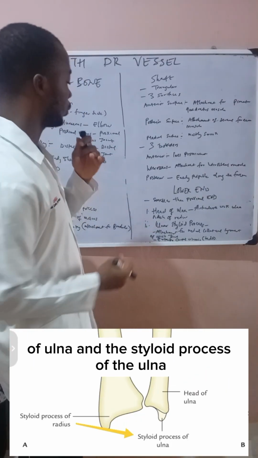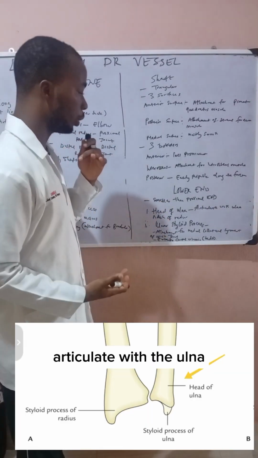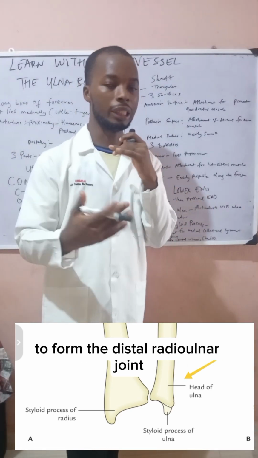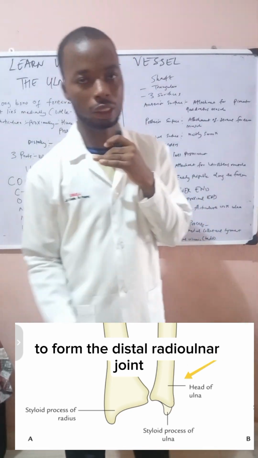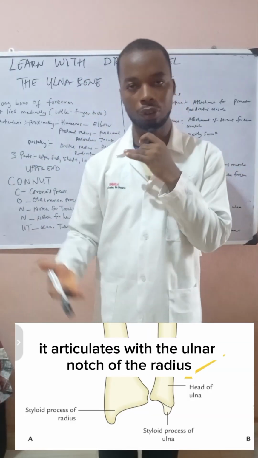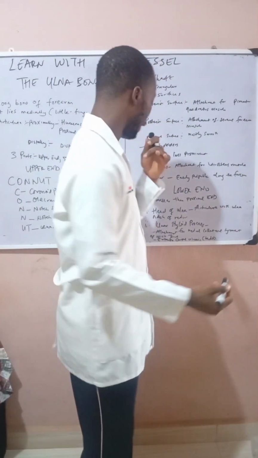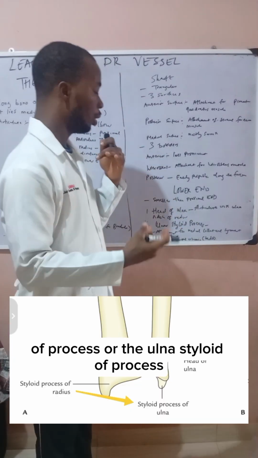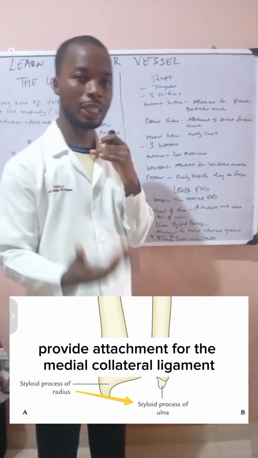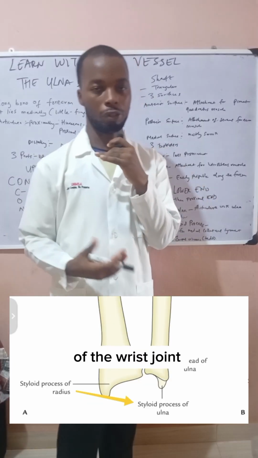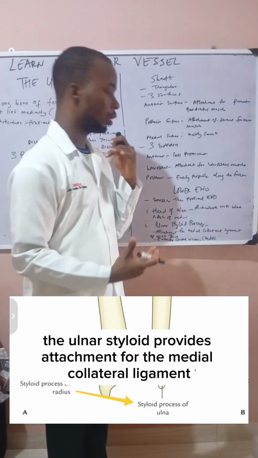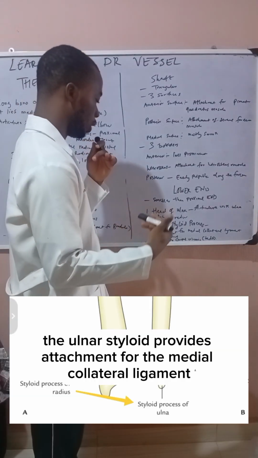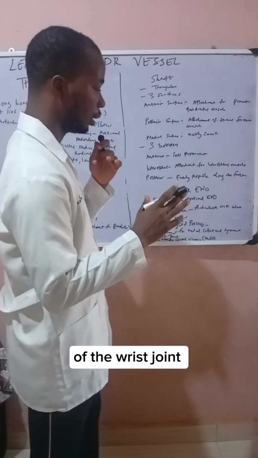process of the ulna. So the head of the ulna articulates with the ulnar notch of the radius to form the distal radioulnar joint, while the styloid process or the ulnar styloid process provides attachment for the medial collateral ligament of the wrist joint.